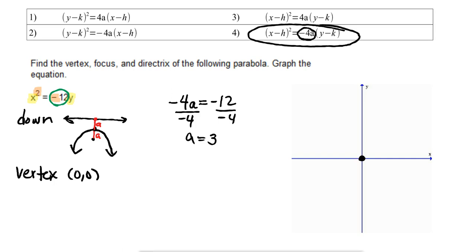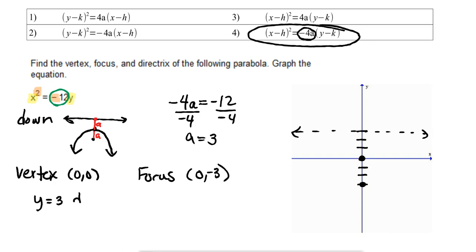So now I know that my focus will be 3 down from that vertex, down because the orientation is down. So my focus is the ordered pair 0, negative 3. And my directrix will be 3 up from that vertex, and it's going to be a horizontal line. So that's going to be y equals 3 for my directrix.